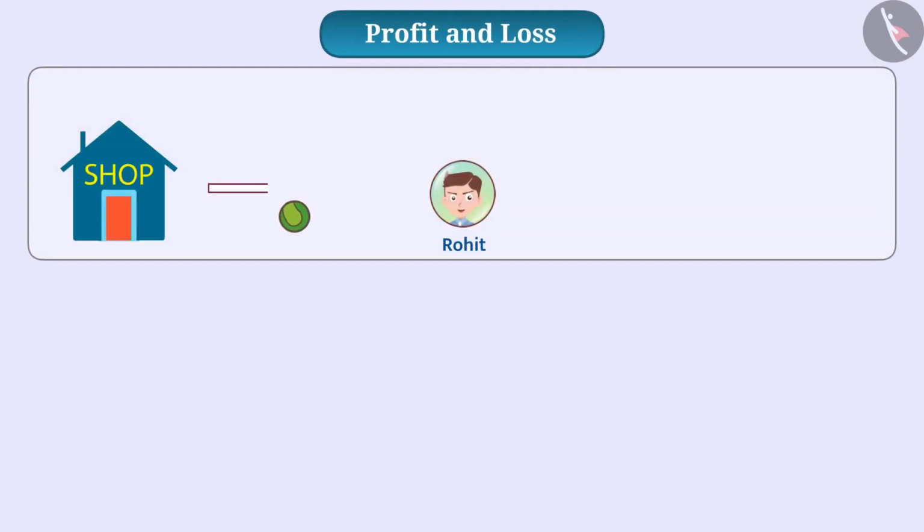Rohit bought a ball at a price of Rs 90. The price at which an item is purchased is called the cost price. It is represented as CP. Thus, the cost price for Rohit was 90 rupees.